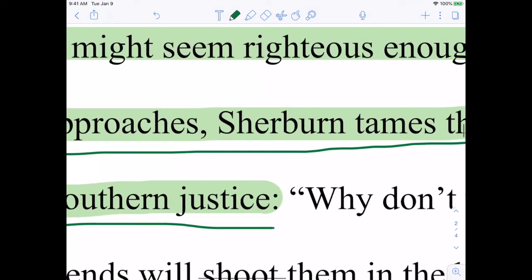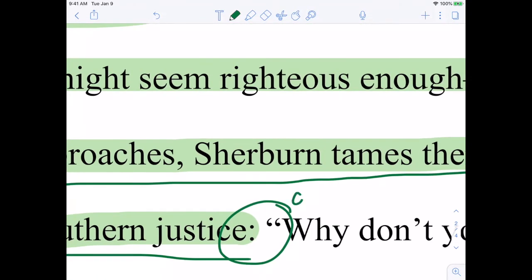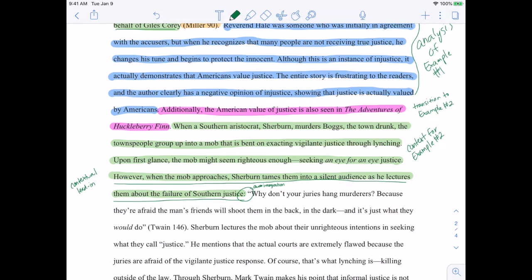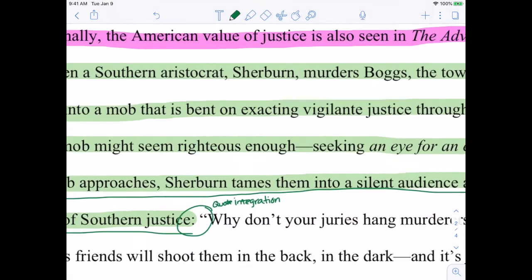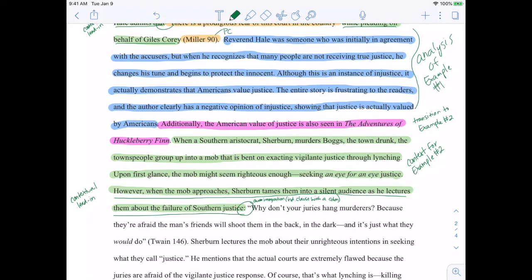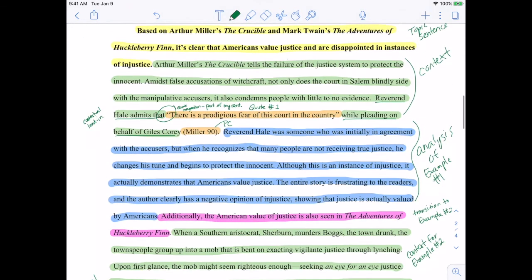And again, that ties into my form of quote integration, which, if we were to look at it, says: when the mob approaches, Sherburne tames them into a silent audience as he lectures them about the failure of Southern justice. Technically, that's a sentence on its own, so my form of quote integration is an independent clause with a colon. Remember that an independent clause requires a colon with it. A dependent clause, something like Sherburne says, would require a comma. Notice too that my first form of quote integration was not an independent clause with a colon. Instead, it was just part of my sentence.